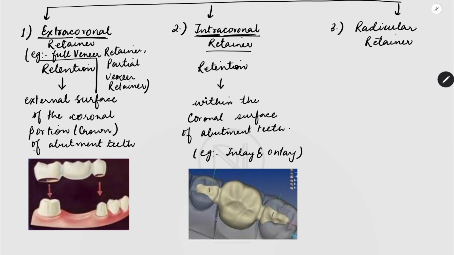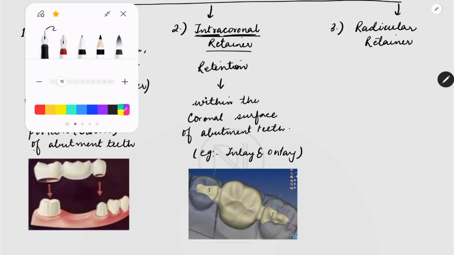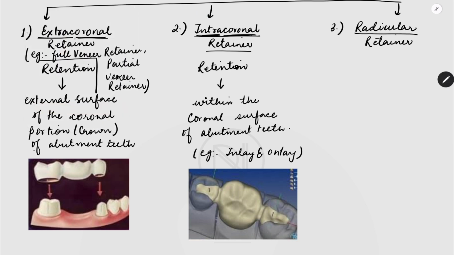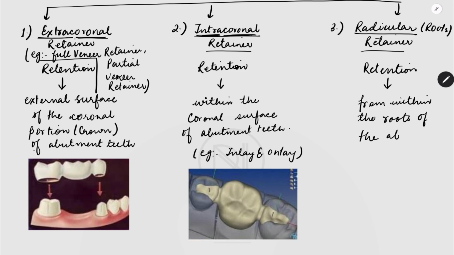Now moving next to your radicular retainer. As the name suggests, radicular means root. So if retention is being achieved from within the roots of the abutment teeth, then it is called a radicular retainer. An example is if the retainer is present on the abutment teeth which have been endodontically treated and are having post and core restoration.